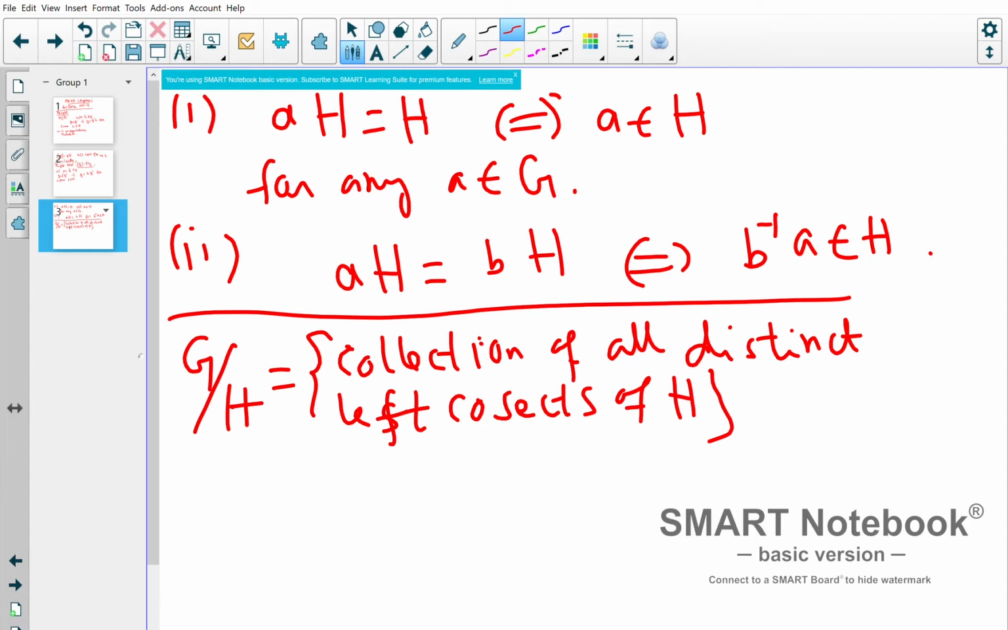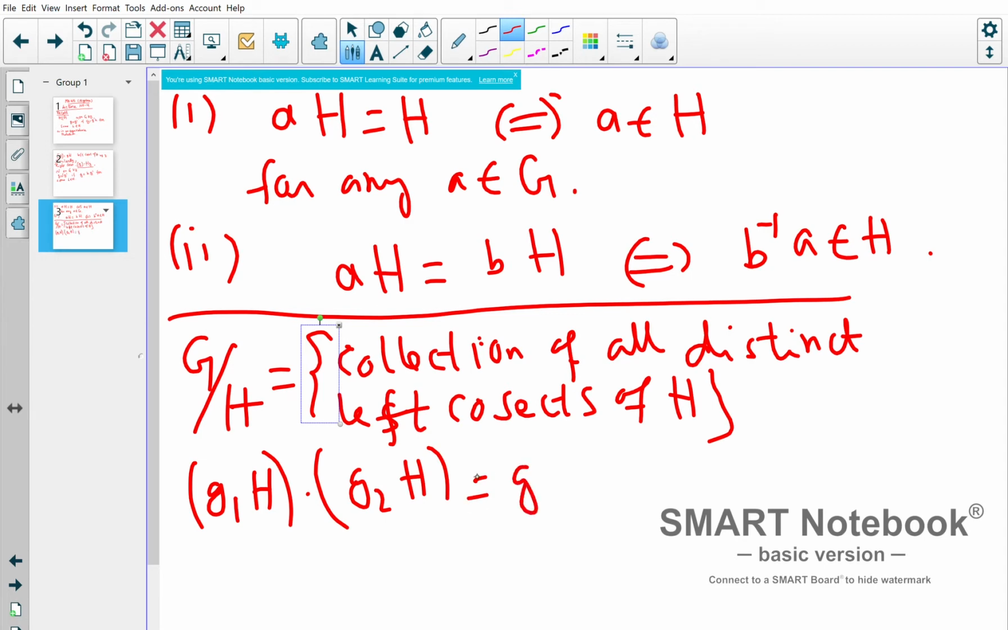And I will define an operation on it. Let us define this operation, say G1H with G2H, by the definition G1 G2 H. Now you check that this operation is a nice operation. It satisfies a few nice properties. For example, it is associative.